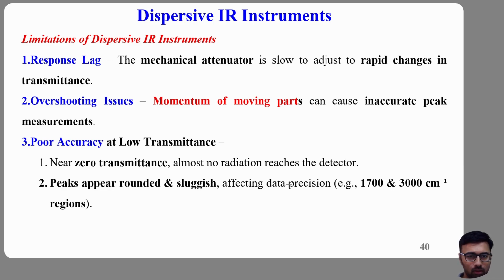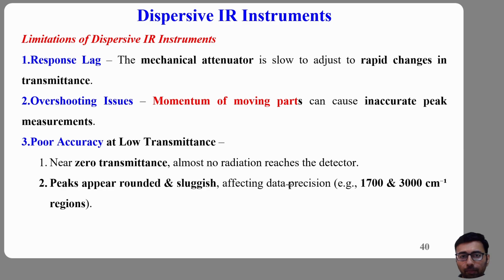As a result, the strong absorption peaks become rounded, sluggish, and inaccurate. Deep valleys in regions such as 1700 cm inverse or 3000 cm inverse often appear distorted. Since the monochromator scans one wavelength at a time, data acquisition is inherently slow. Recording a full spectrum may take several minutes. In contrast, modern FTIR instruments can acquire spectra in seconds. That is the fourth limitation, it is slow data collection.